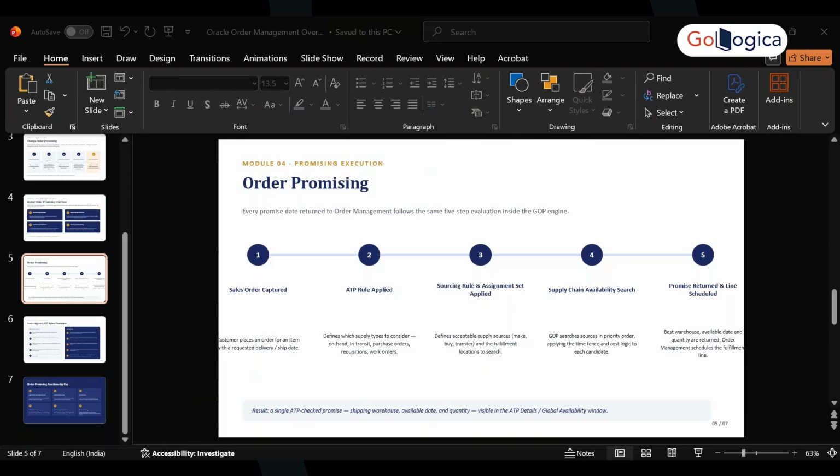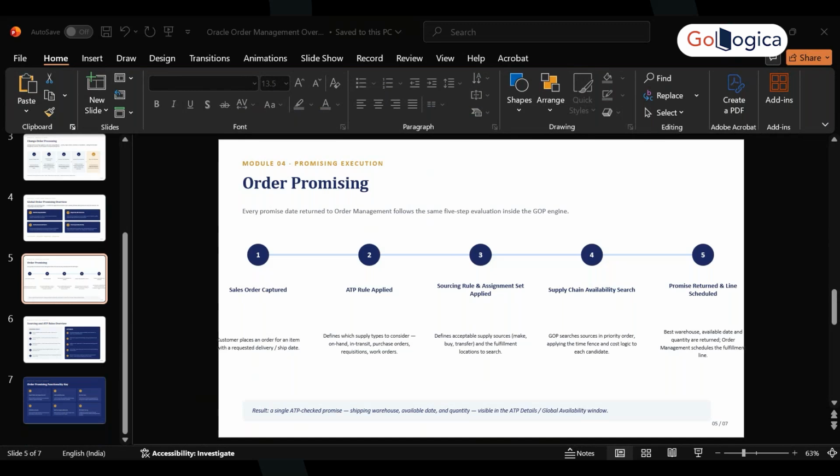At this stage, Oracle has only received the customer's request. It has not yet confirmed whether the requested quantity or delivery date can actually be fulfilled. The order is then submitted to Global Order Promising for the availability evaluation.